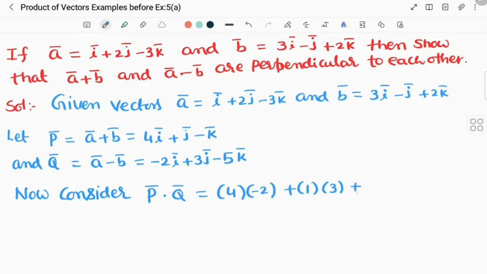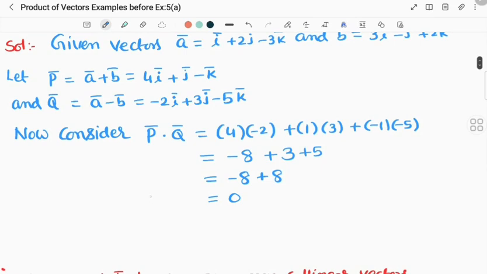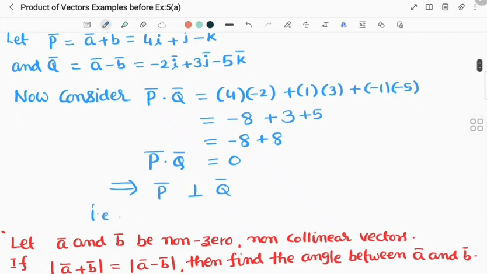Next, minus 1 into minus 5. So 4 into minus 2 is minus 8, 1 into 3 is 3, minus 1 into minus 5 is plus 5. So minus 8 plus 8, which is equal to 0. So p bar dot q bar is equal to 0. That implies p bar vector is perpendicular to q bar. What is p bar vector? We assumed that a bar plus b bar vector is perpendicular to a bar minus b bar. Hence proved.